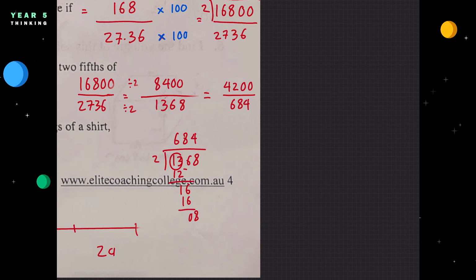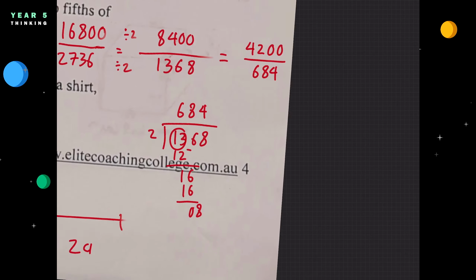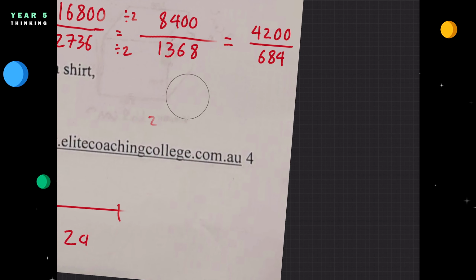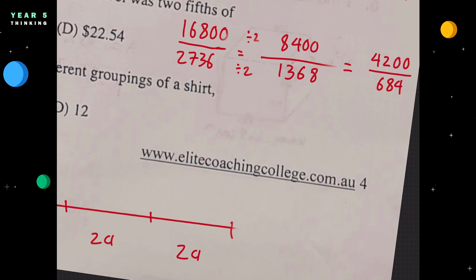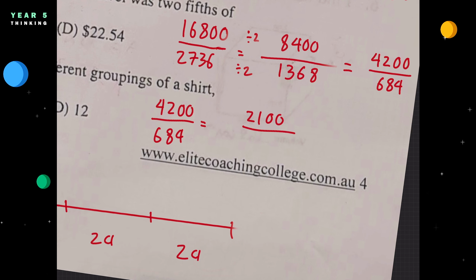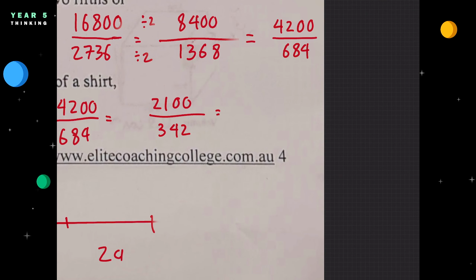Okay, and it's starting to look a lot easier to divide now, isn't it? If you can divide straight away, you can, but if you want to keep going, you can keep going. Make it even smaller. So 4,200 over 684. I'm going to divide it by 2 again. I'm going to get 2100. This number will become what? 342. Divided by 2 again.